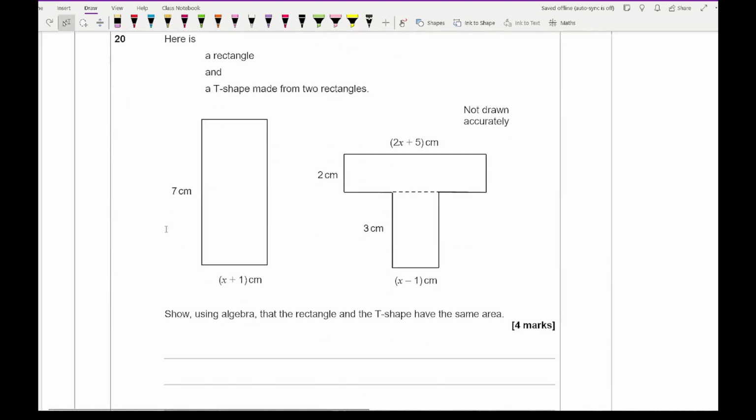Moving on to question 20, it says here is a rectangle and a T-shape. It says show using algebra that the rectangle and the T-shape have the same area.